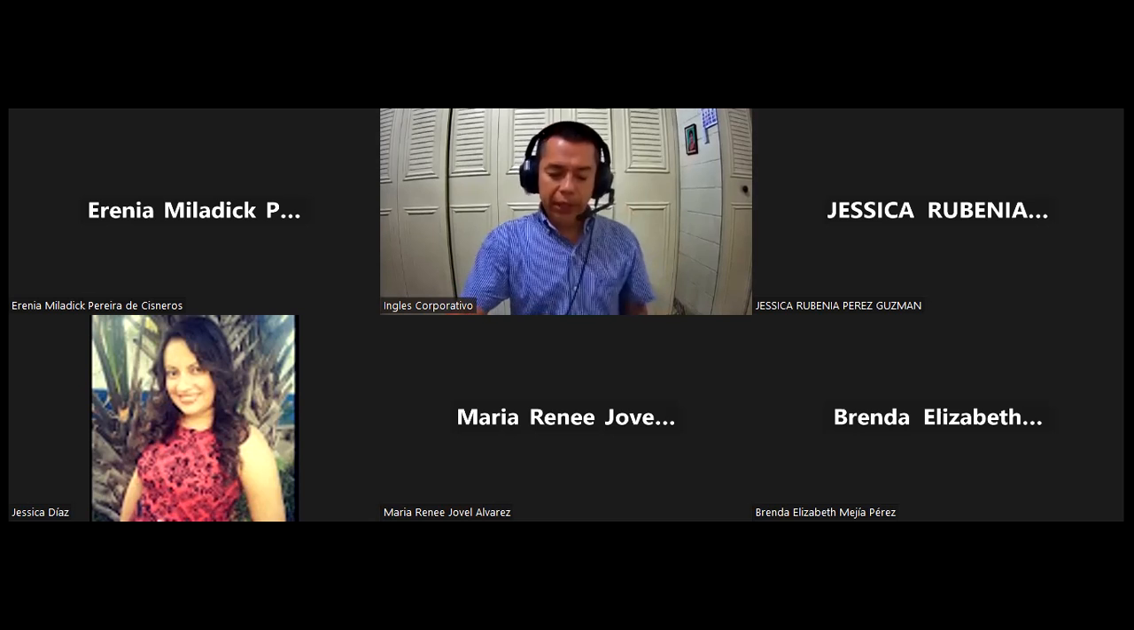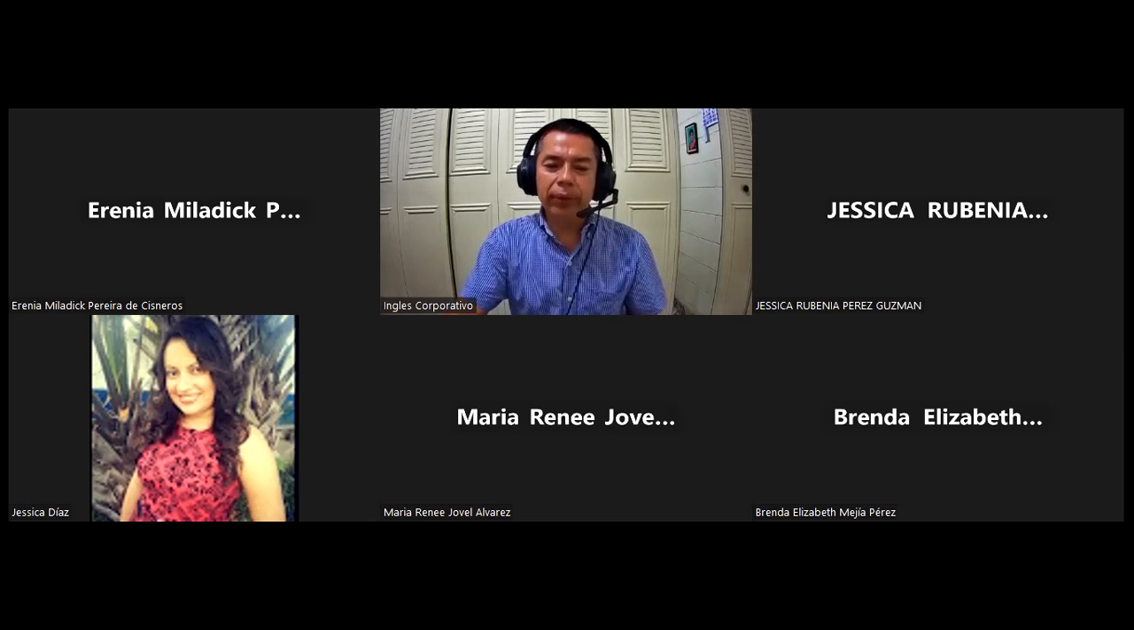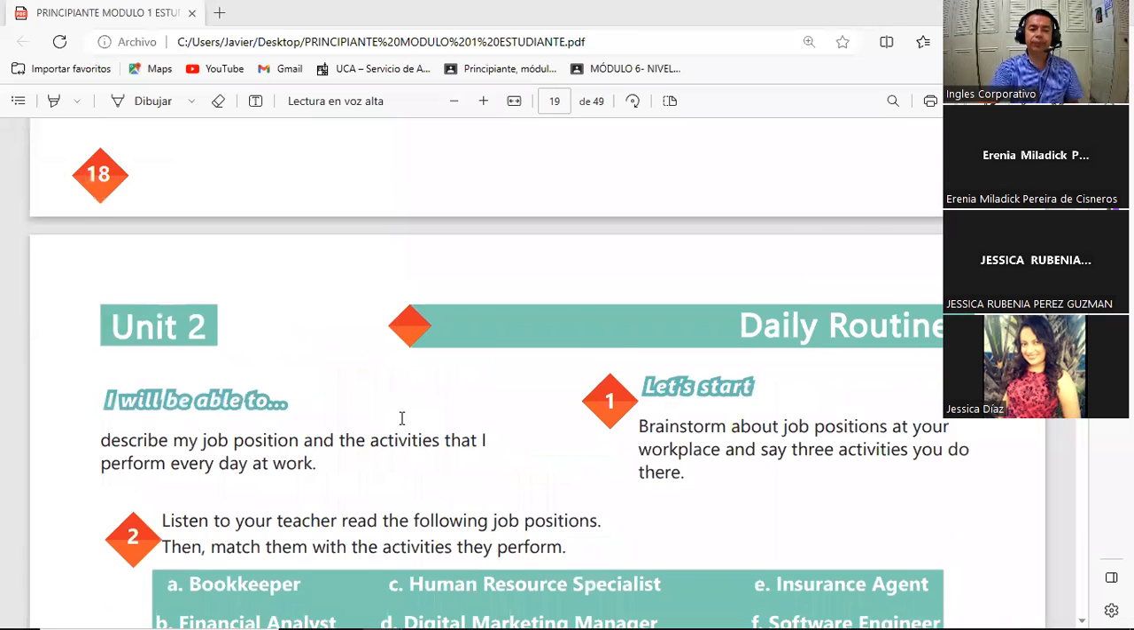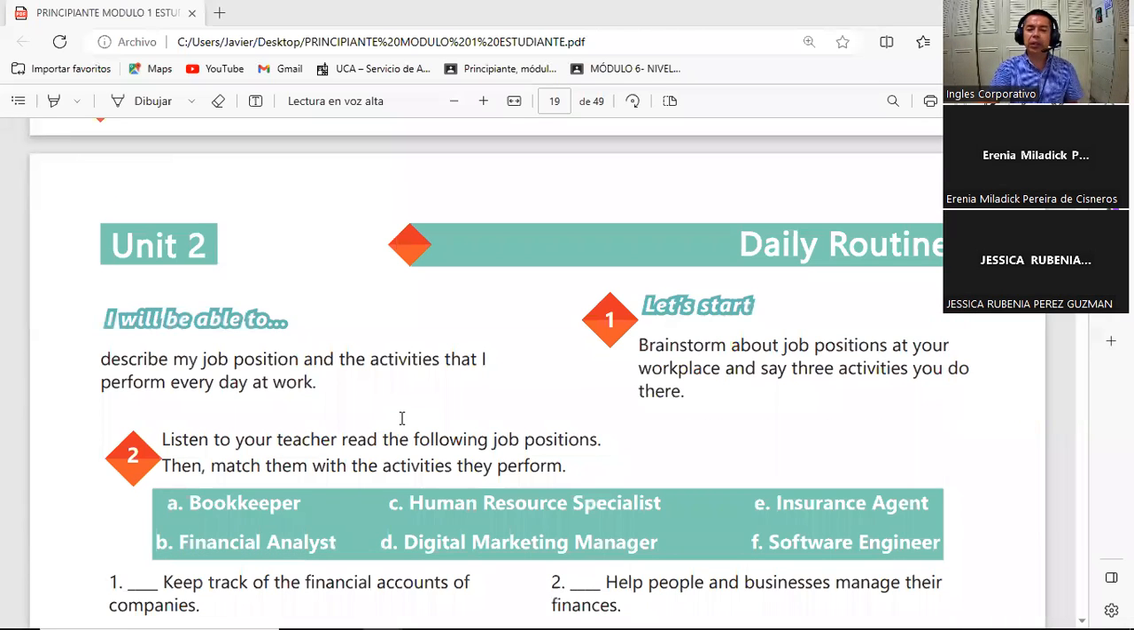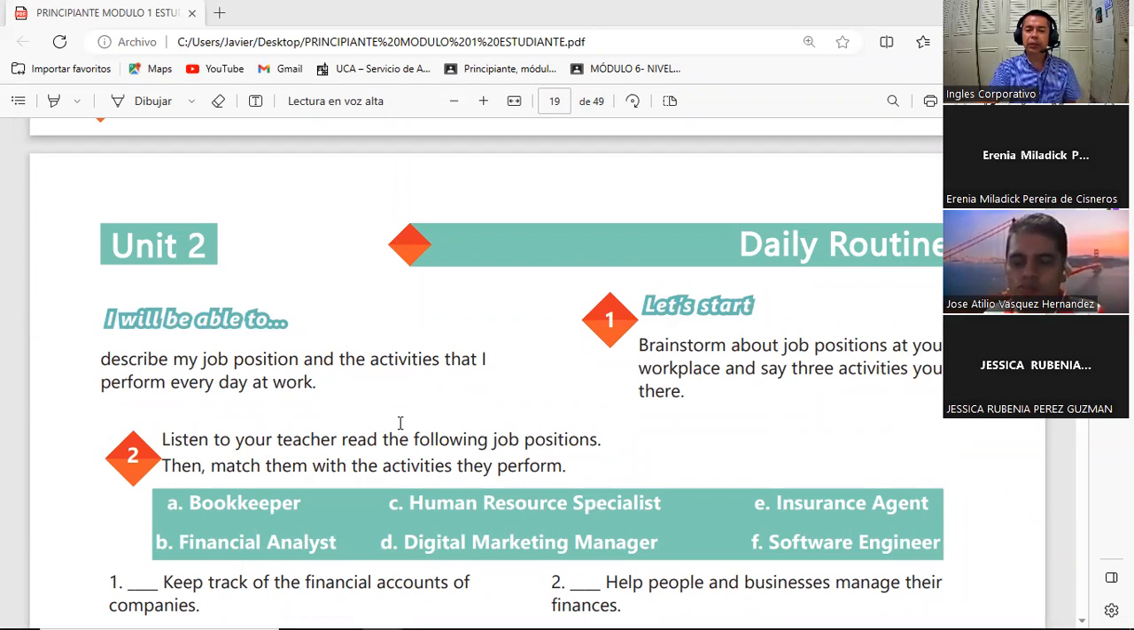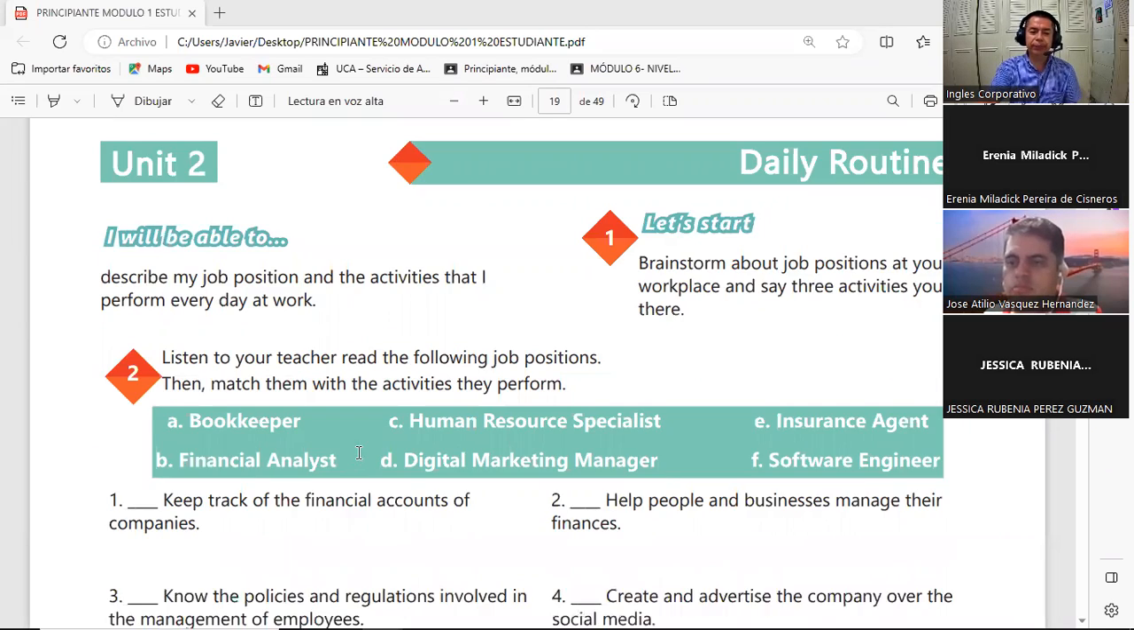Good. To begin, we are going to start with the manual, right? I will show you the manual in this moment. And let's begin to work, right? Remember, we are in unit number 2. Daily routines, right? This is the topic, daily routines. And we are going to describe the activities that you do in your work, in your office, right?